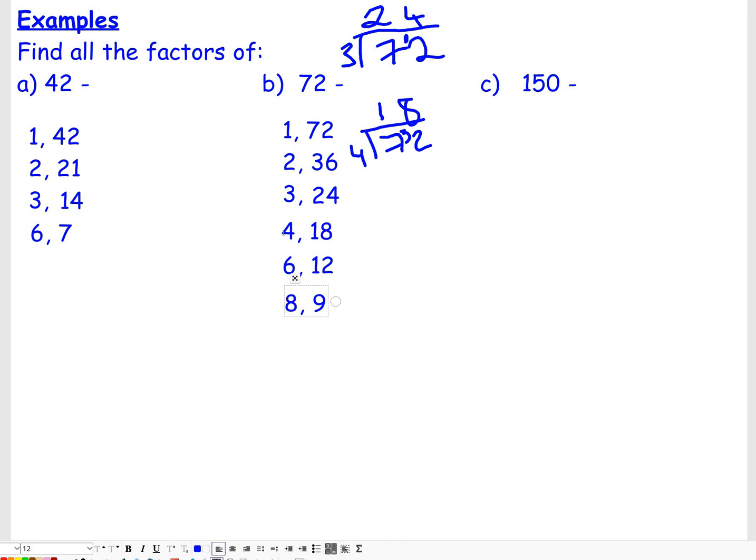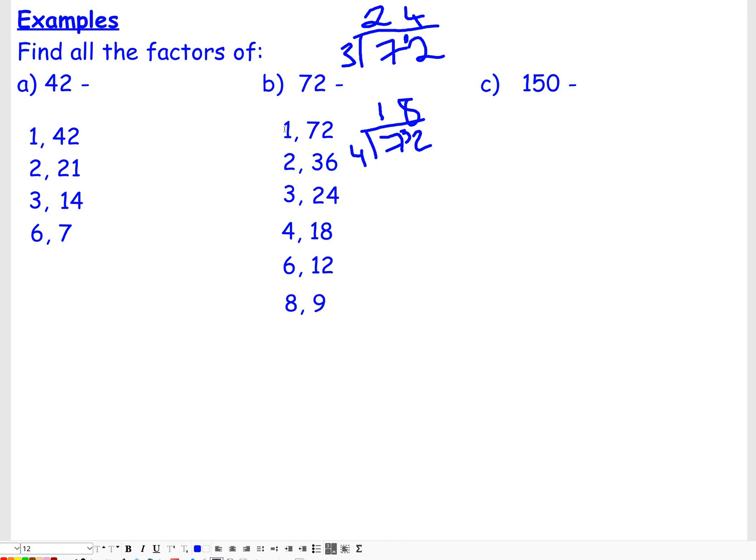And again, we can use the fact this time. 4 goes in 18 times, so 8 is going to go in half that amount. Then you ask yourself, does 9 go in? Well, we can see 9 is already in our list, so we've found all of the factors.